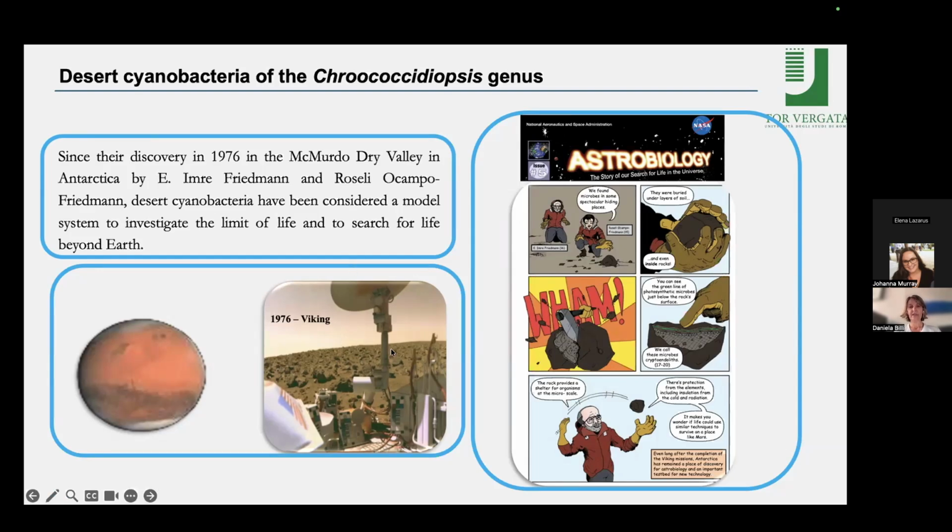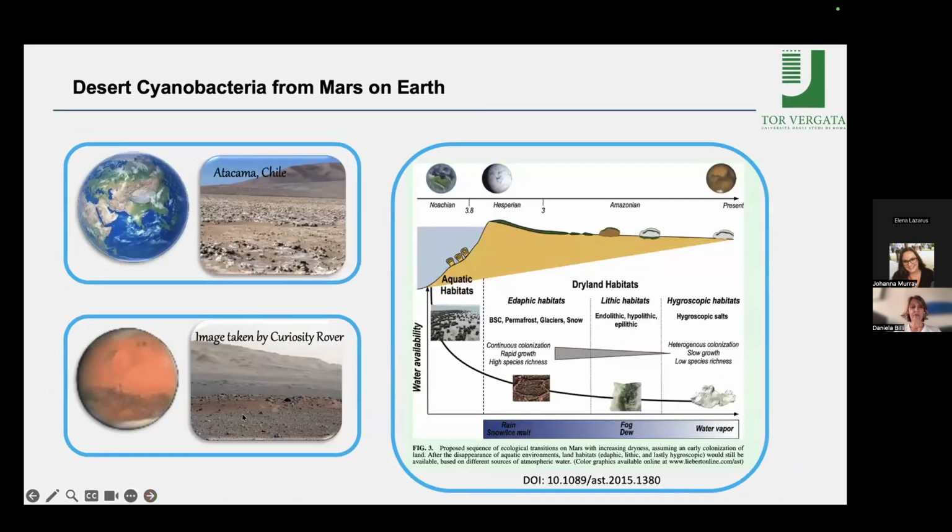So desert cyanobacteria have been considered very interesting for studying the limit of life in dried environments. Their discovery is still mentioned in the NASA graphic novels, especially in the issue dedicated to astrobiology and life in extreme environments of Earth. And indeed, if we look at places like the Atacama Desert in Chile, and then we look at the images that the Curiosity rover is sending to us, the scenario is really very similar.